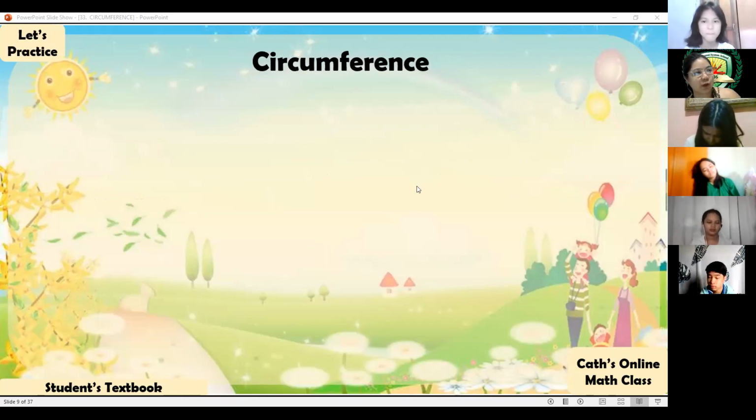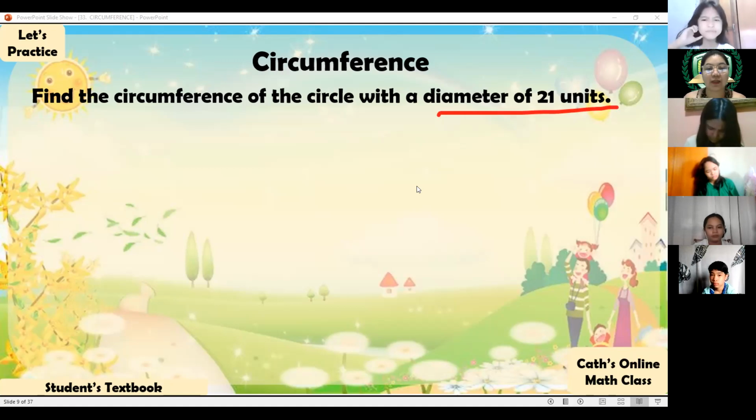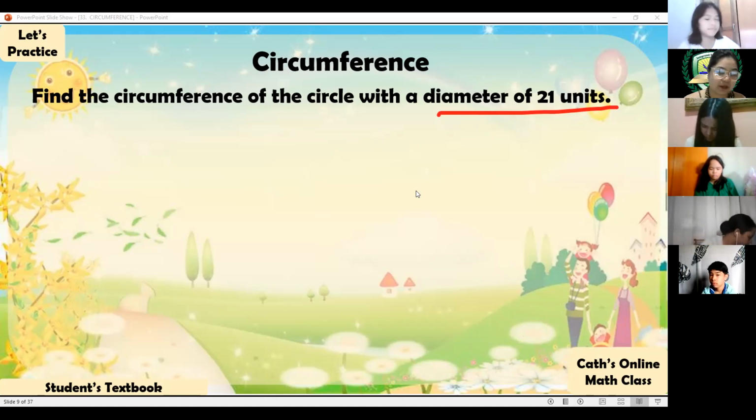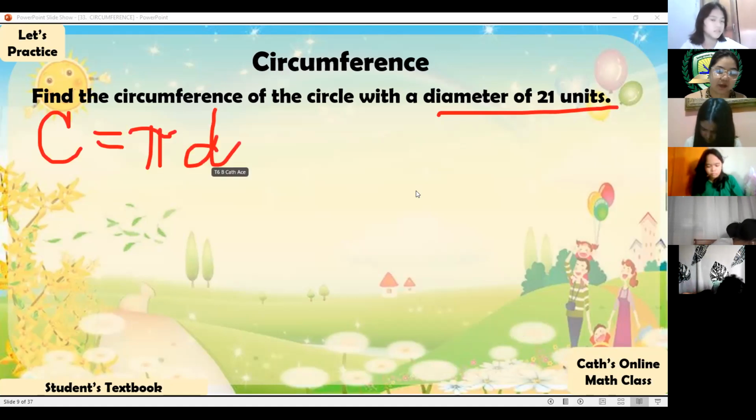Let's now go to some examples. Find the circumference of the circle with a diameter of 21 units. Okay, so ano yung given natin? Diameter. Ano yung binigay kong formula again? Paano makakuha ng circumference? Circumference divided by diameter. Hindi ko na-gets. Circumference is equal to pi times the diameter.